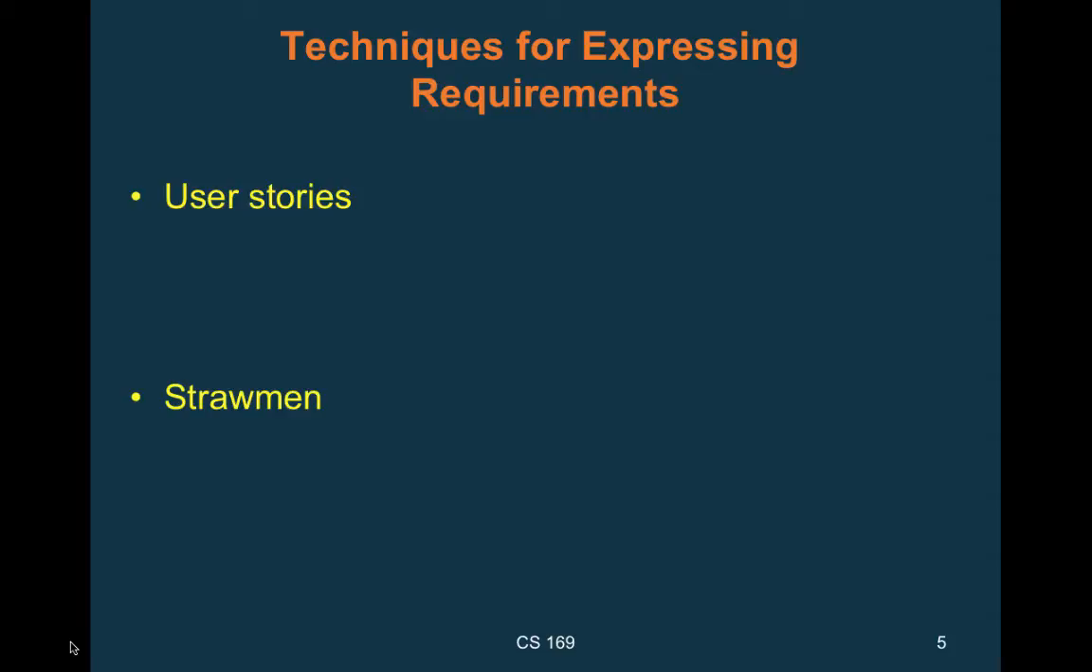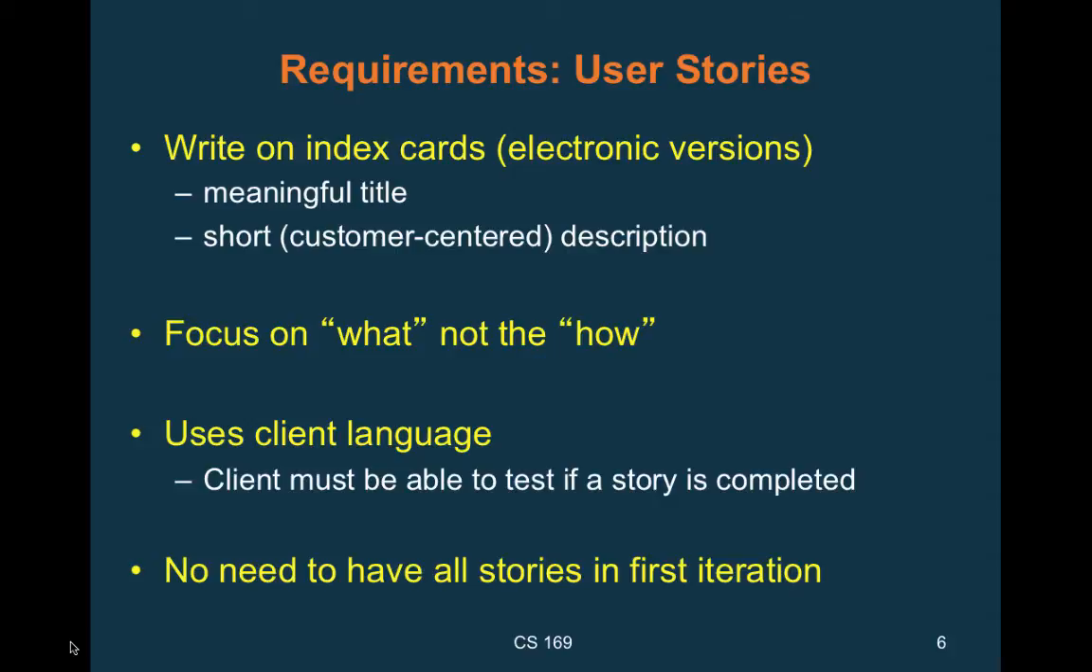I will show you two ways to express requirements that I have found to work reasonably well, and I would like you to include both of these in your document. One is called user stories. User stories are an electronic version of index cards, essentially small pieces of paper that you can spread on a board, pin to a board, and organize and prioritize.